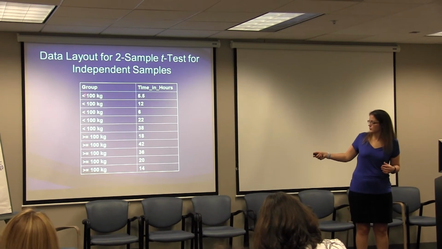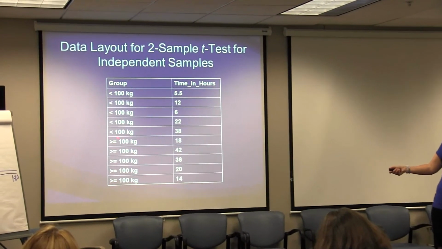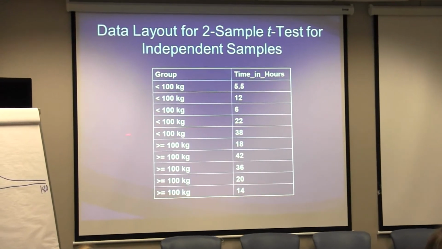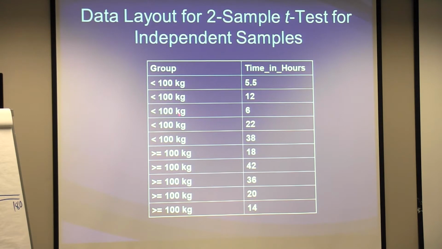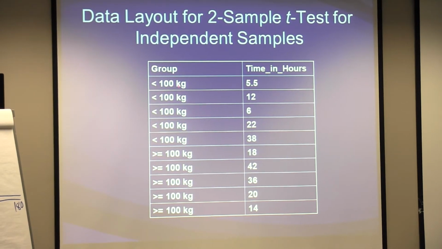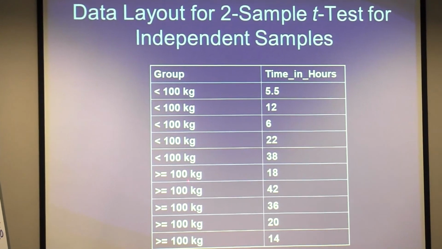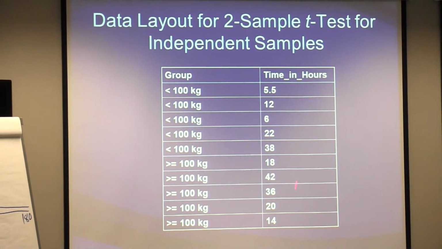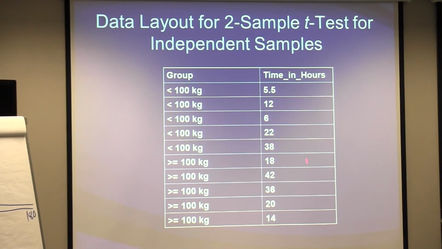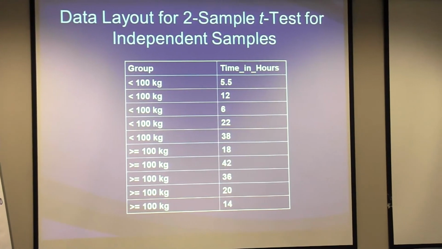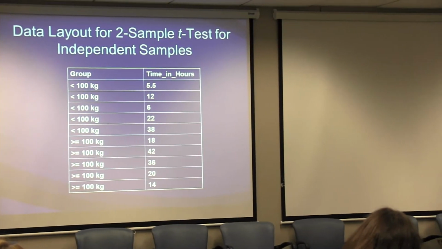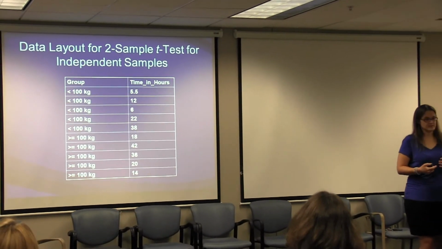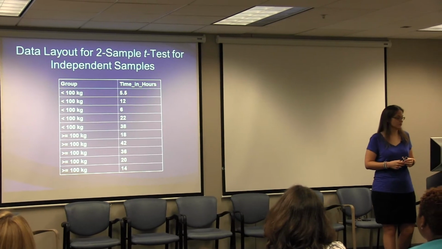This would be their group membership, and they would have a patient ID and all of that other stuff, but I left it off the slide so we could see better. This shows if they're in the lower weight group versus the higher weight group, and then their time to therapeutic threshold in hours is in this column here. And just looking at these numbers, what do you think would be the result of a t-test here? Do you think the groups are different?